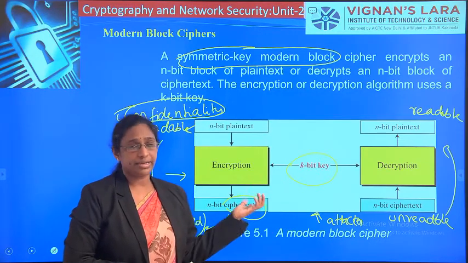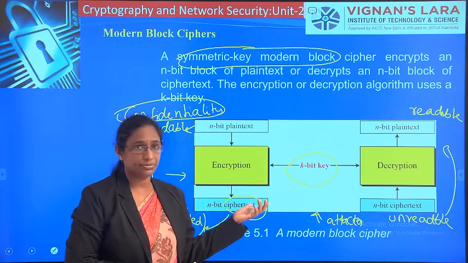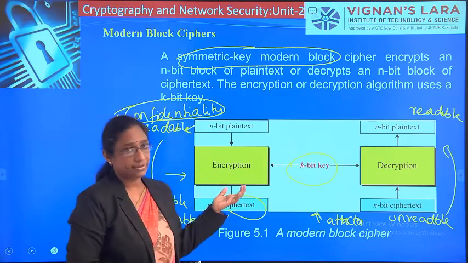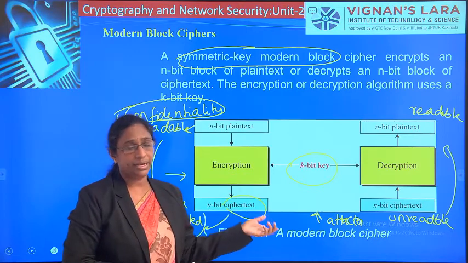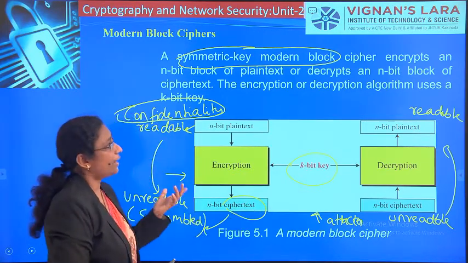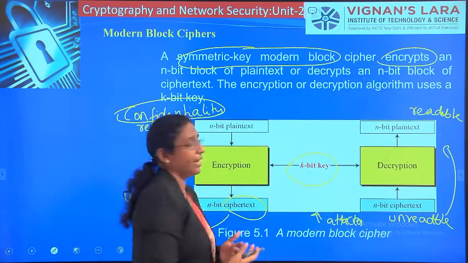If the sender and the receiver are using the same key for encryption and decryption, then it is said to be a symmetric key block cipher. Symmetric key block cipher is where the encryption and decryption use the same key. Encryption means converting the data into unreadable form.